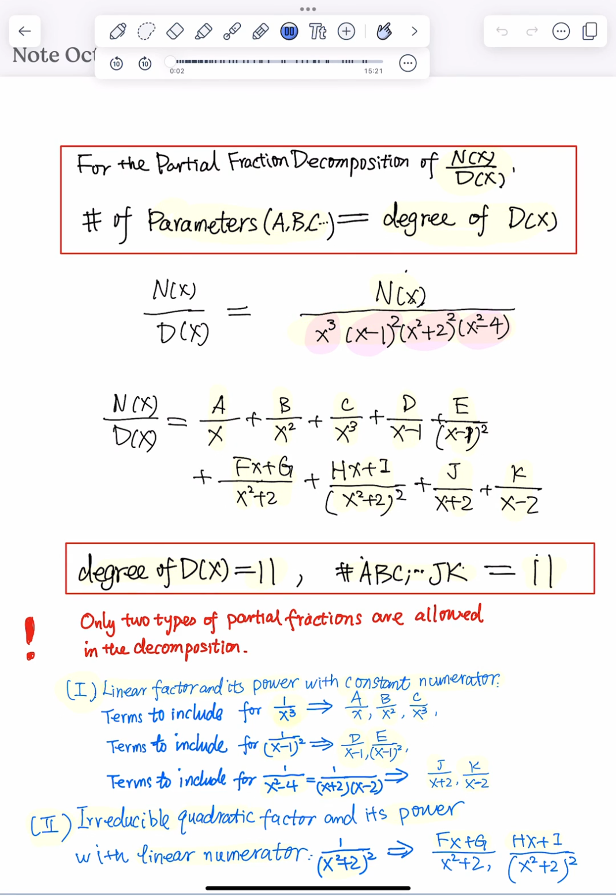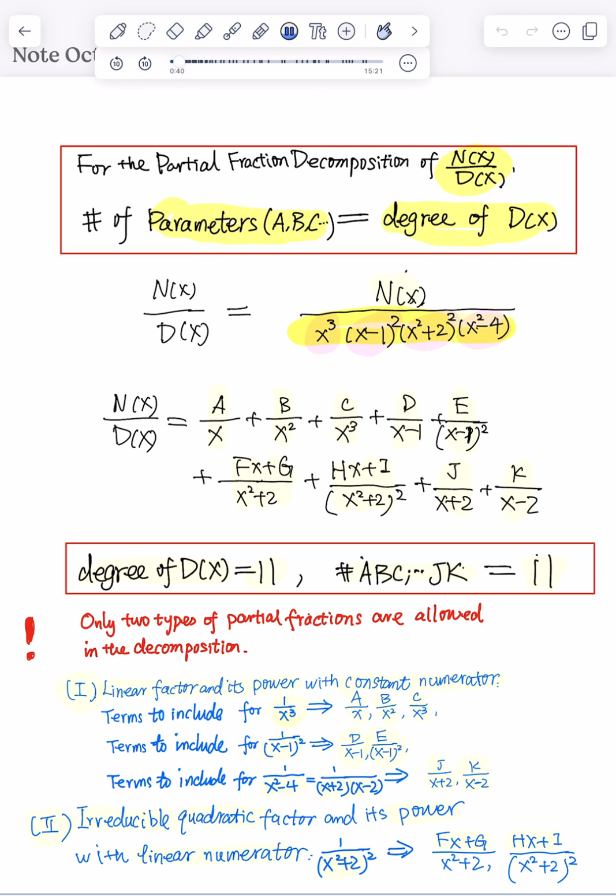In this note, we are going to further clarify how to set up partial fraction decomposition. On the input, we have the rational function n over d. In the decomposition, we have the parameters a, b, c, d, e, f, g. We want to show that the number of the parameters actually equals the degree of the denominator in the rational function. It works the best if we can show that for a particular example here.